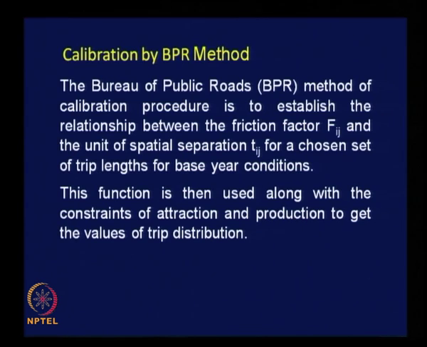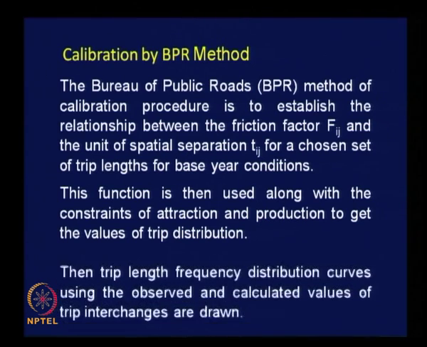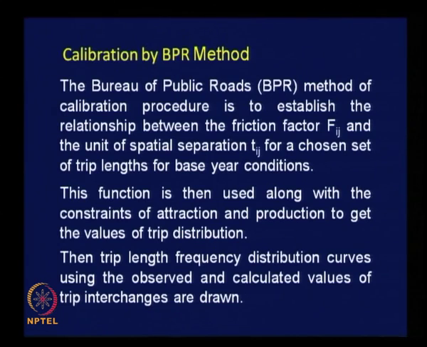This function is then used along with the constraints of attraction and production to get the values of trip distribution. Constraints of production and attraction we have discussed. So, we need to see that the Pi and Aj values match finally, and we do this iteratively. Then trip length frequency distribution curves, using the observed and calculated values of trip interchanges, are drawn.